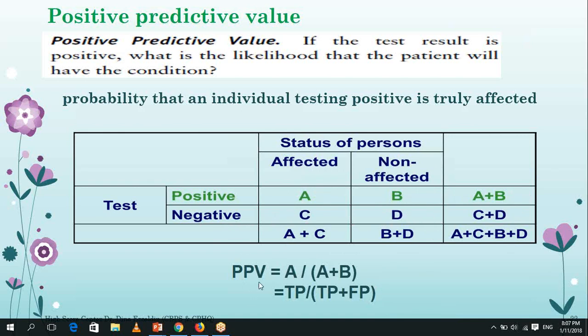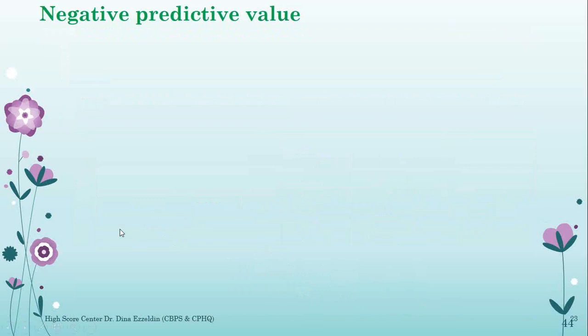The positive predictive value equals A divided by A plus B. So it's the percentage of the positives. It's true positive divided by true positive and the false positive. All of them is positive. But in sensitivity, this false positive was false negative. Here, all of them is positive: true positive divided by true positive plus false positive. This is the positive predictive value. It's very important in the exam.